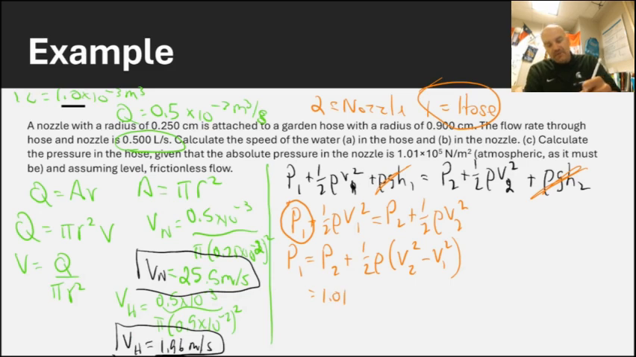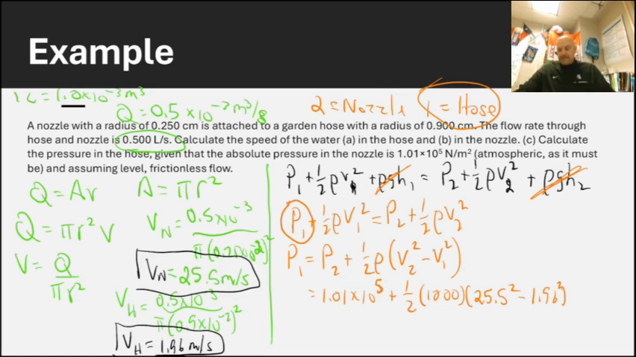So we have 1.01 times 10 to the 5, plus 1/2 the density of water, which is 1,000, and then we do 25.5 squared minus 1.96 squared. Okay. And then it tells us that we're going to have a pressure of 4.24 times 10 to the 5th pascals, or newtons per square meter. So as you can see with the larger part, because we're looking at the hose, you're going to have a greater pressure. Okay, so there it is.